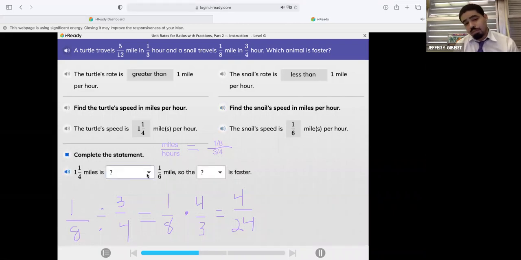Complete the statement. One and 1/4 miles is less than or greater than 1/6. This is going to be greater than, because this is 1 in something and this is 0 in something. So since this number is bigger and that goes with the turtle, that means the turtle is faster.